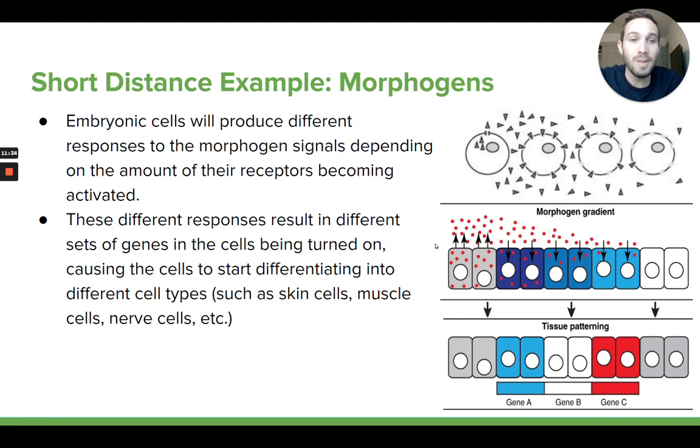So that would be an example of short distance communication. We would call that paracrine signaling. A cell releases signaling molecules that bind to receptors on nearby cells. Okay, so that's paracrine signaling.